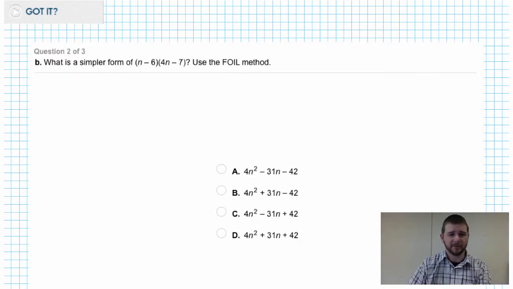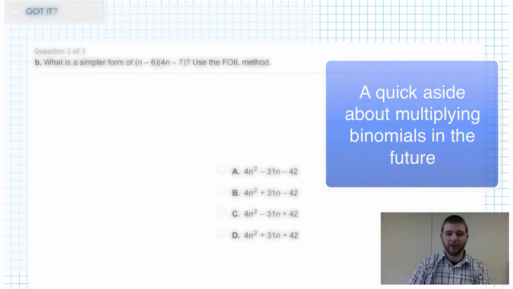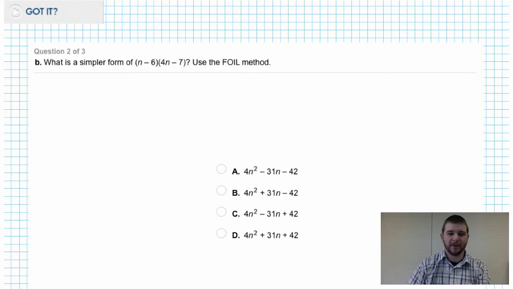Question 2 of 3. What is a simpler form of n minus 6 times 4n minus 7? Use the FOIL method. For your information, you may be simply asked to find a product. The directions may not say what is a simpler form of n minus 6 times 4n minus 7. You could be asked instead to just find the product, or simplify, or multiply. Those are all asking you to do the same thing, and the FOIL method is just the most common method that we're going to use when multiplying binomials.